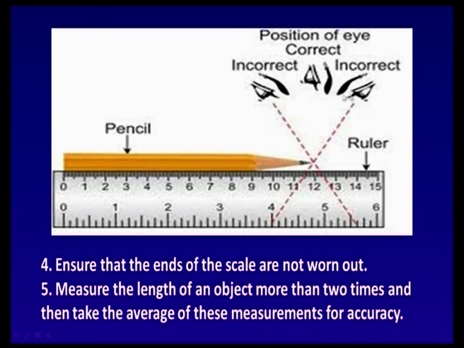Now which is the correct position, children, among these 3? This is the wrong position because you will be getting a reading of 12.5. This position is also wrong because you will be getting a reading of 11, and this position is correct because it is giving a reading of 12. So you have to see that the ends of the scale are not worn out.